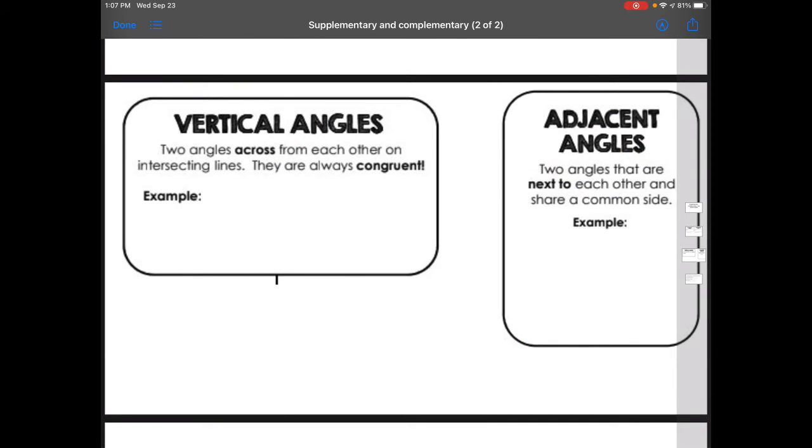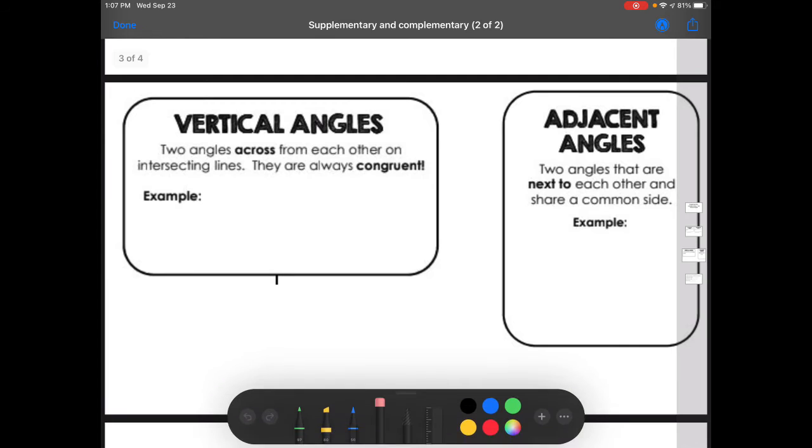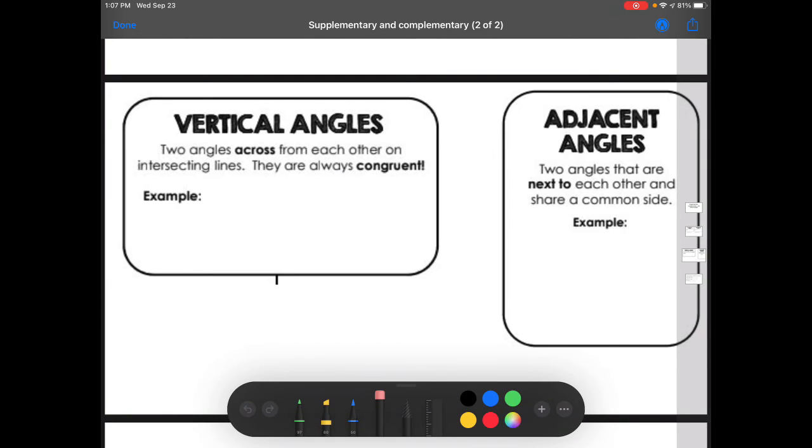All right, our next one is vertical angles. Vertical angles are two angles that are across from each other on intersecting lines, and they are always congruent. So if we have intersecting lines, that means two lines cross each other. If you look in here, you see there's four angles in here. So those four angles, the ones across from each other, so this one and this one, those are called vertical angles. Right? And they are always congruent.